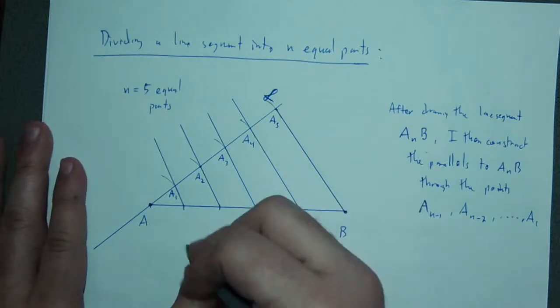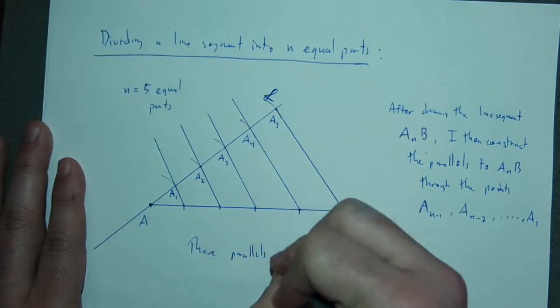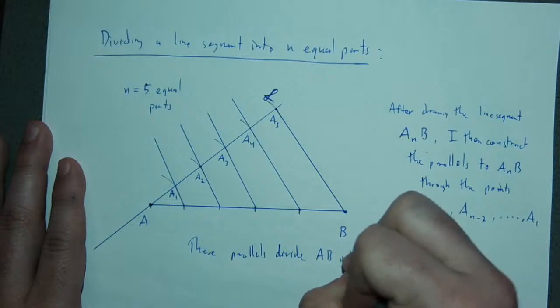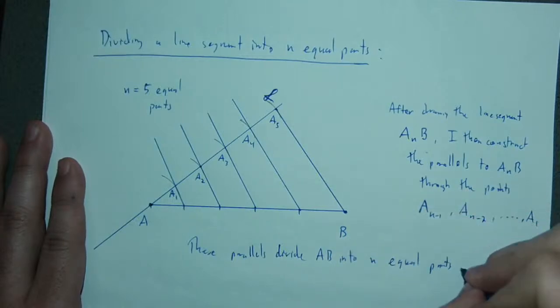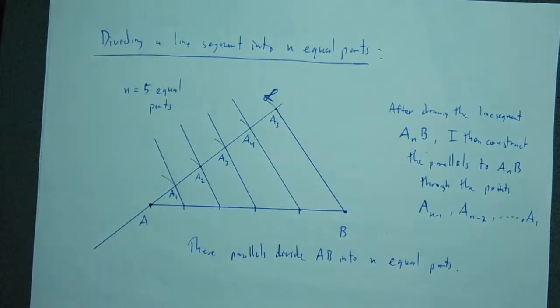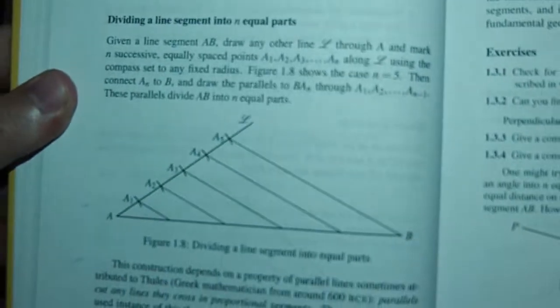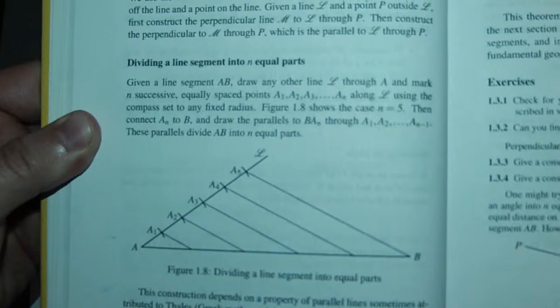Then these parallels divide AB into n equal parts. So in this case, 5 equal parts. If you want to see the exact picture that looks really nice, here it is. There we go. All right, so that's what it looks like.